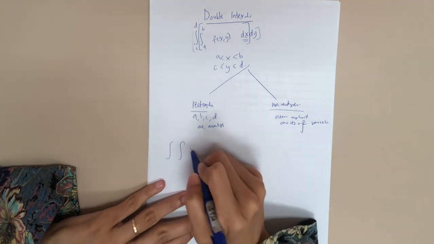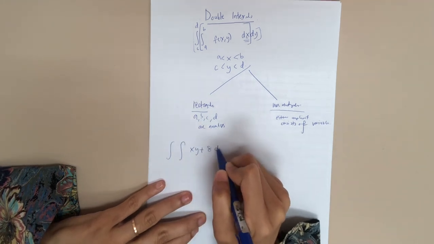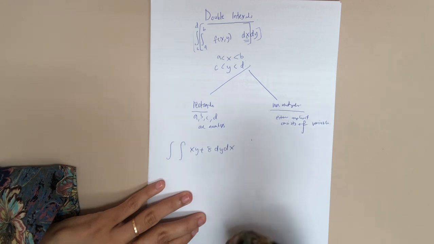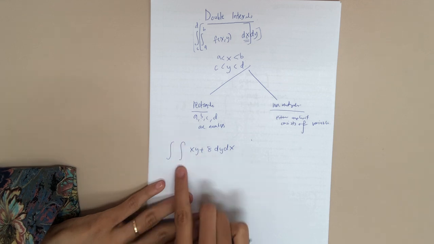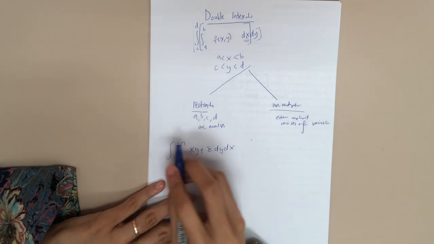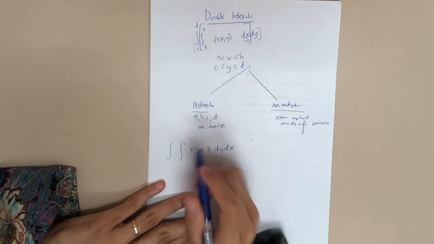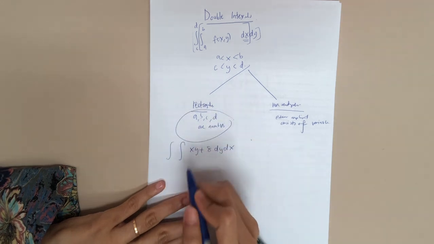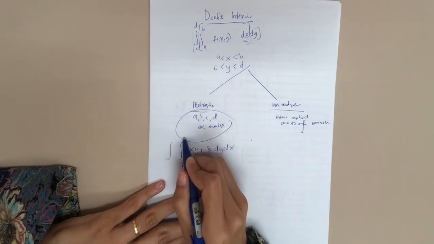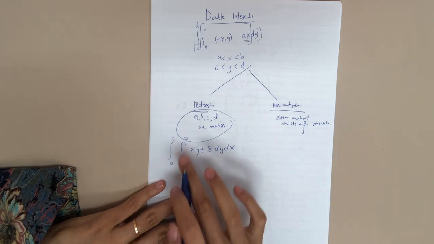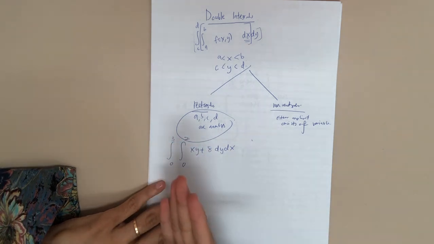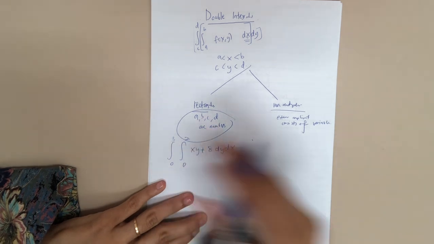Take the integral of xy plus 8 dy dx. The dy is inside here, so this limit is of y. For rectangular, the limits are numbers, so for example it can be 0 to 3. You can see all of these four limits are numbers. This is rectangular.